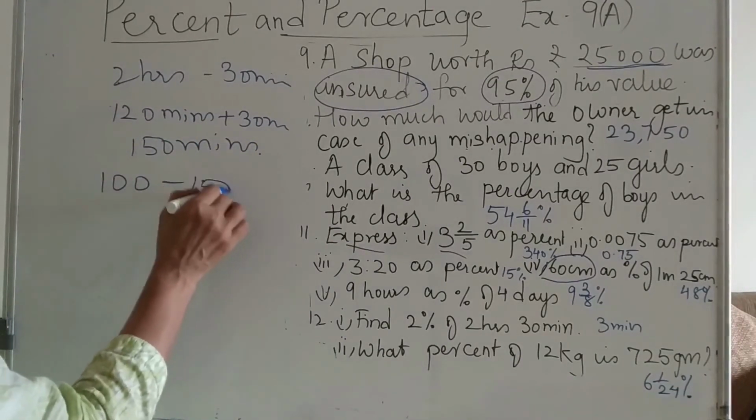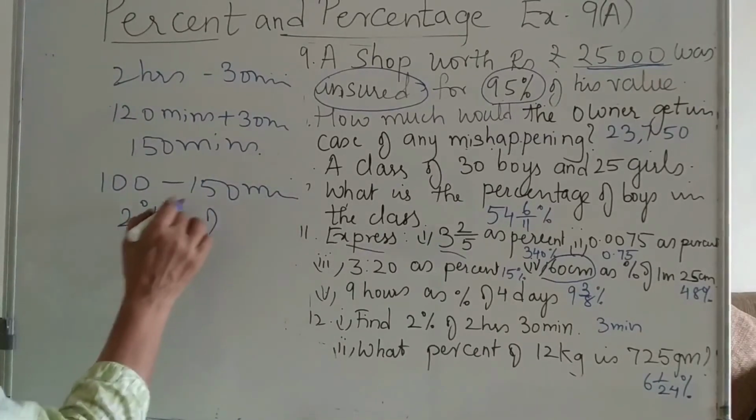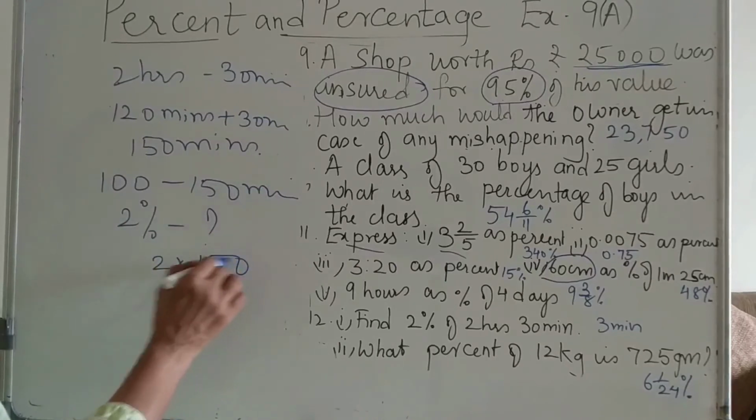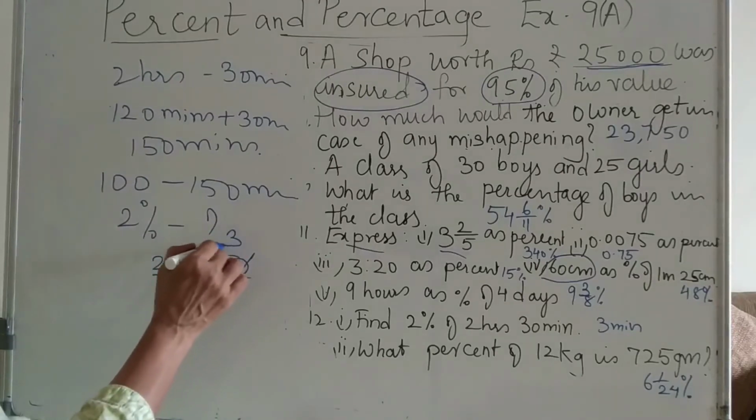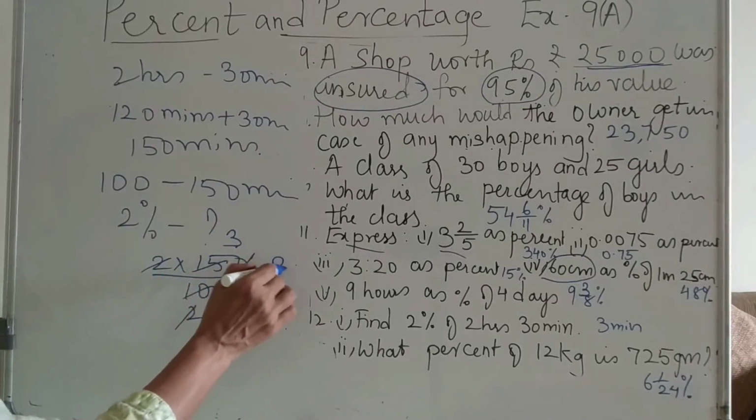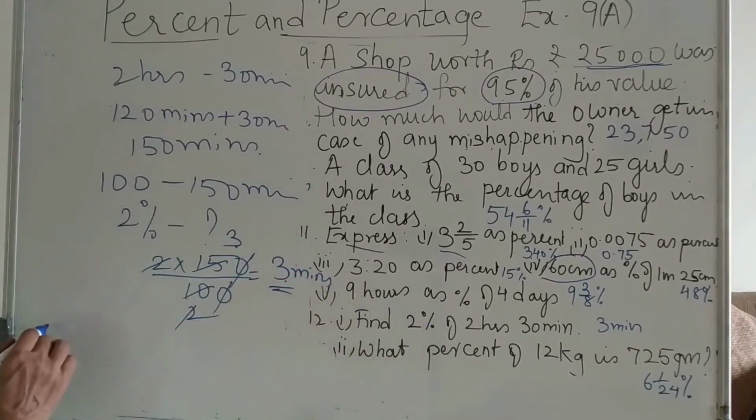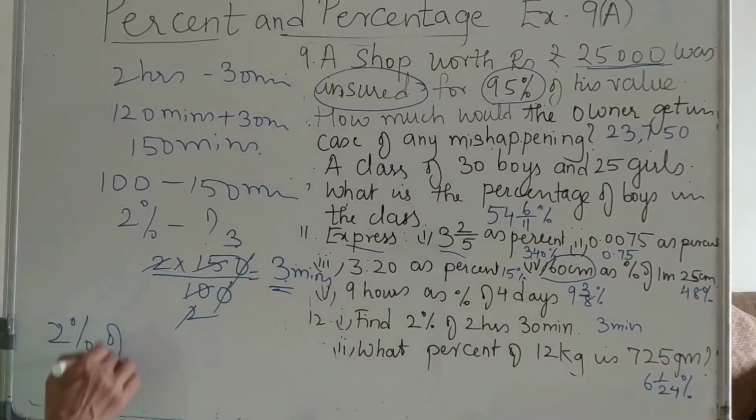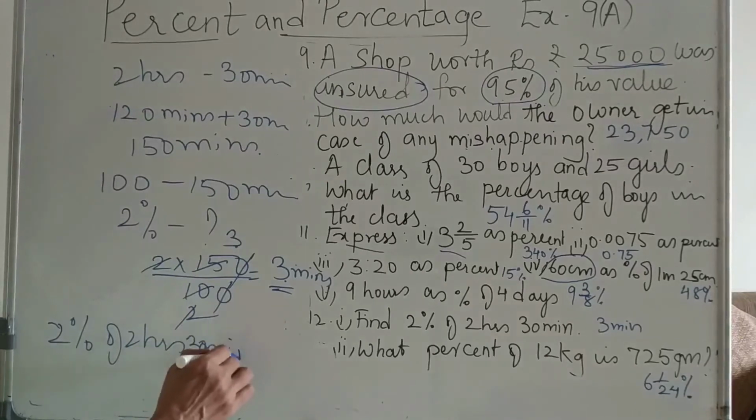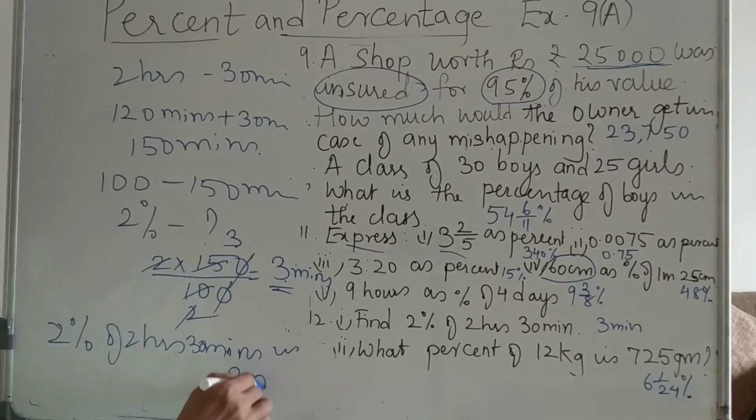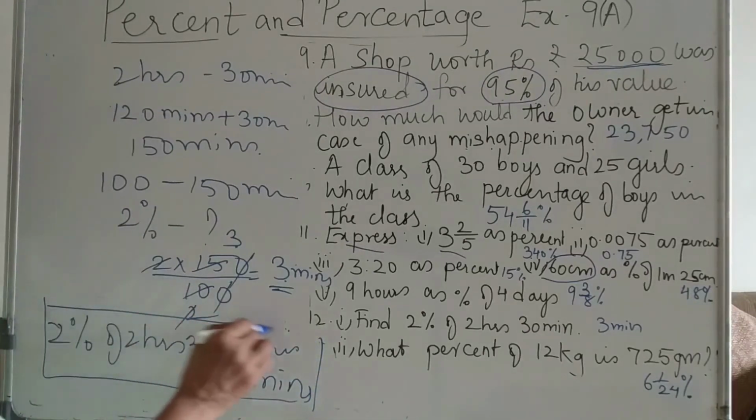100% is 150 minutes. You have to find out for 2%. 2 into 150 by 100. Now this 0 gets cancelled. 5 2s are... 5 3s are... This 2 gets cancelled. You get the answer 3 minutes. So 2% of 2 hours 30 minutes is 3 minutes. That you can write the answer in the bracket.